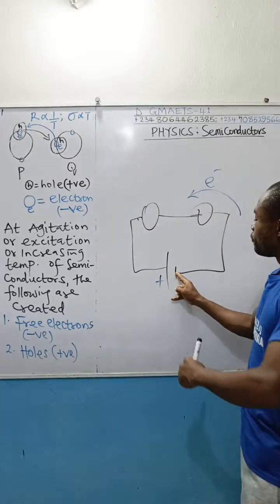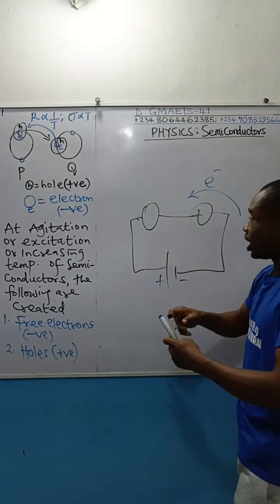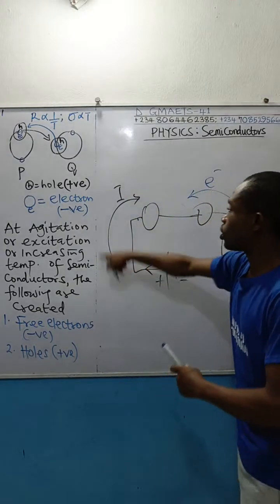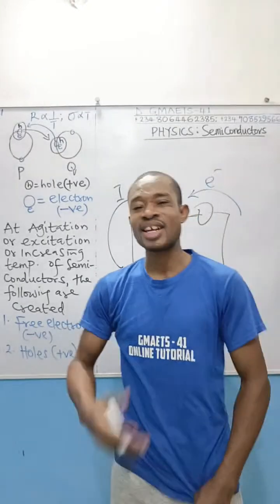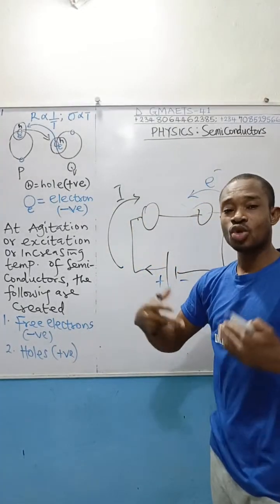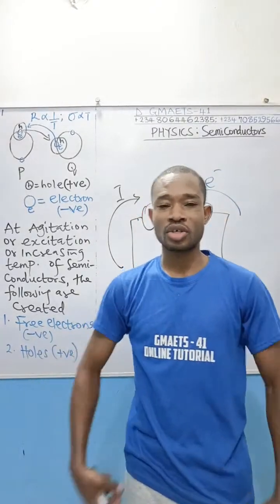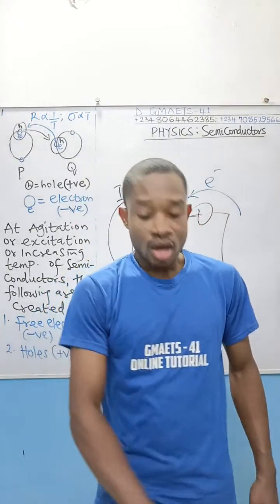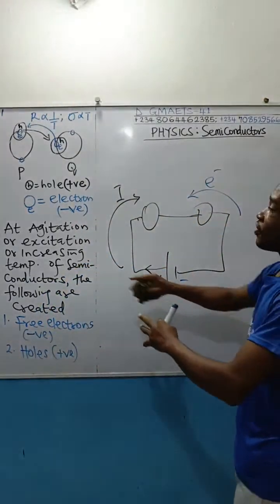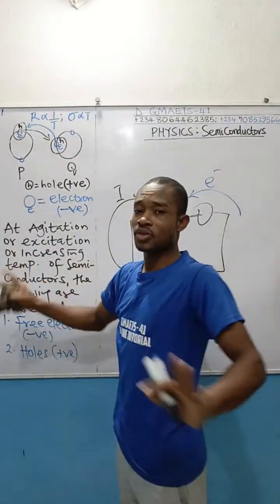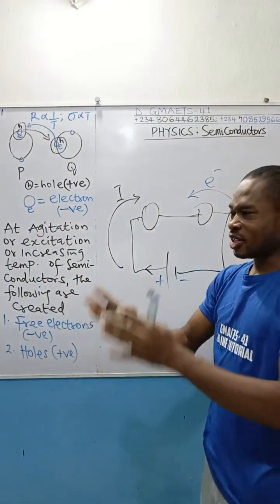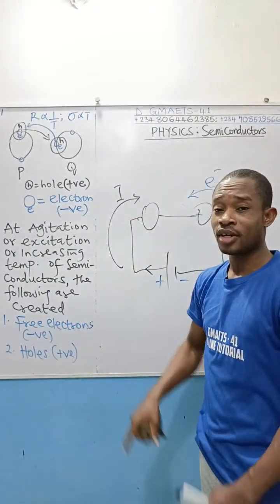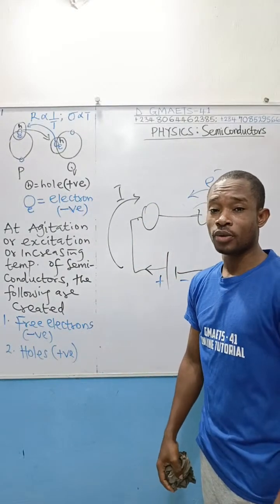Now, as the electrons are moving from the negative terminal to the positive terminal, inversely, current will be moving the other way around. Current will be moving from the positive to the negative. And that is how semiconductors are used to conduct electricity. So if you apply a potential difference across this, the electrons will be given a specific direction of movement. They will move from the negative terminal to the positive terminal, and in the opposite side, current will flow.